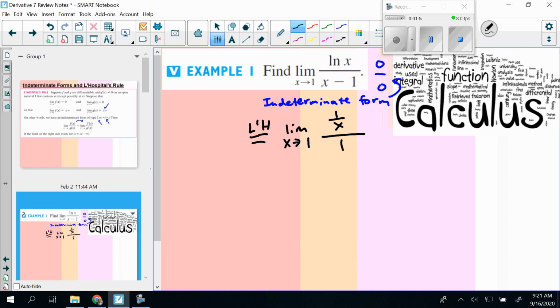Now there's no problem with plugging 1 into this. We can evaluate and get our answer. If we plug in 1, we get 1 over 1, which equals 1. So this limit approaches 1.